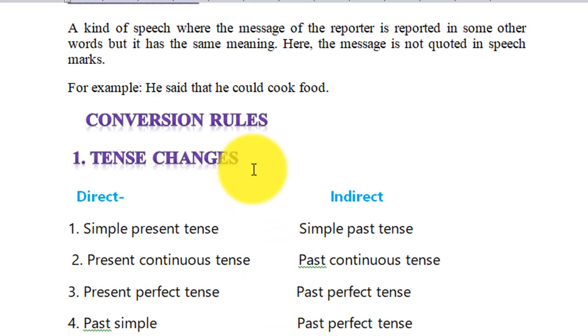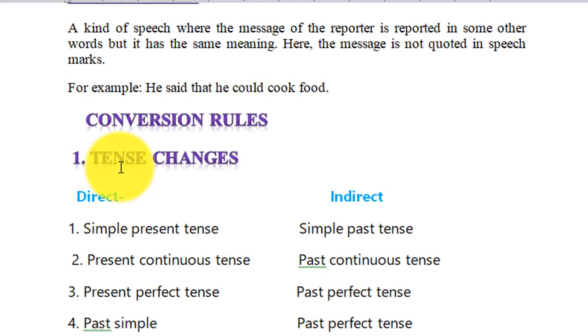Now, our target is to change the direct speech into indirect speech. When we need to change it, we have conversion rules. Conversion rules are the rules of changing. Basically, we can use some of the basic rules of changing from direct speech into indirect speech, or direct speech into reported speech. Reported speech means reporting direct speech to another person. The first one is tense change.